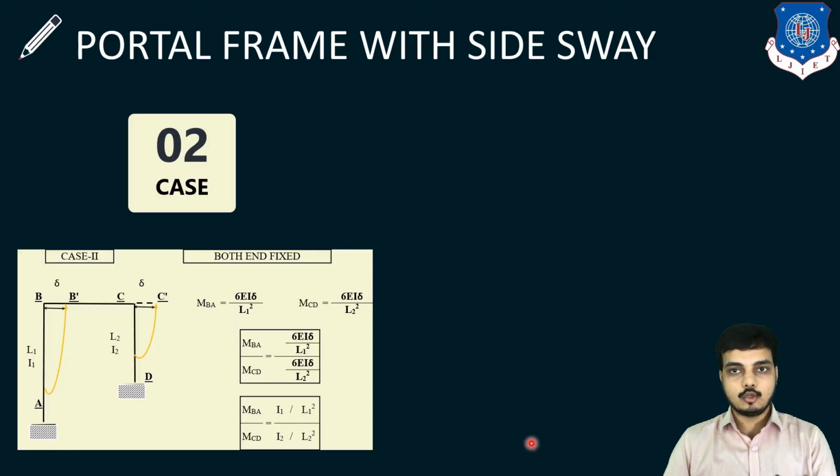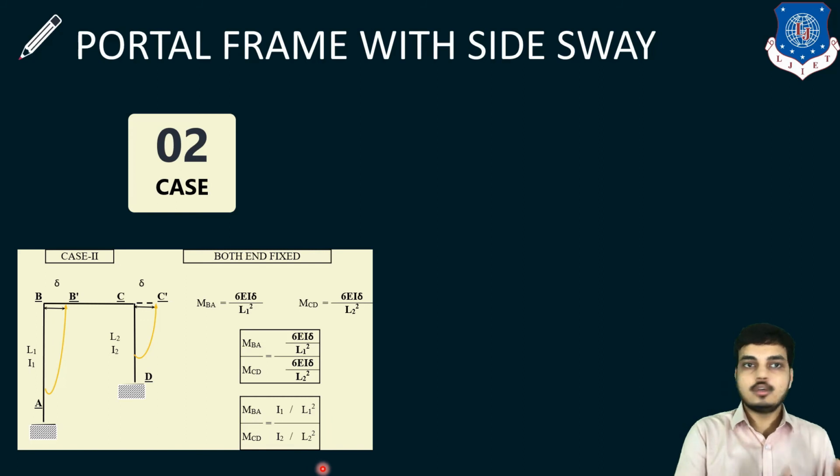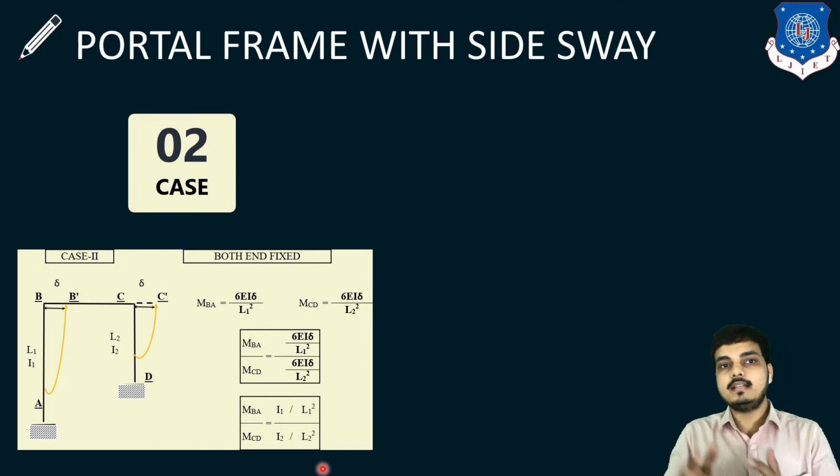Now we are considering case number 2, where both ends are fixed. For both ends fixed, the formula becomes 6EI delta upon L square. In this also, 6, E and delta will cancel out. Only I and L are the varying quantities, and they can differ for different conditions. So the ratio of MBA to MCD is nothing but I1 upon L1 square to I2 upon L2 square. So case 1 was hinge connection at the far end, and case number 2 was both ends fixed.